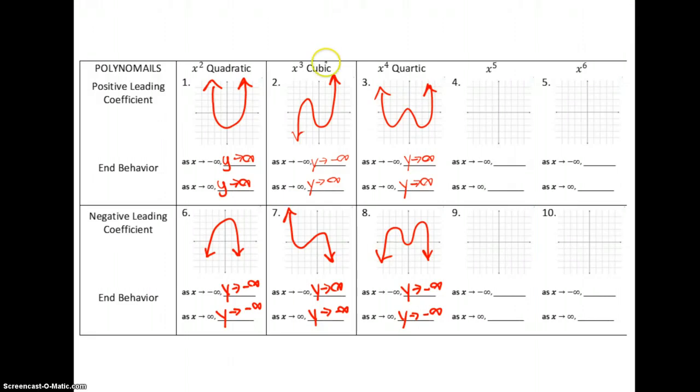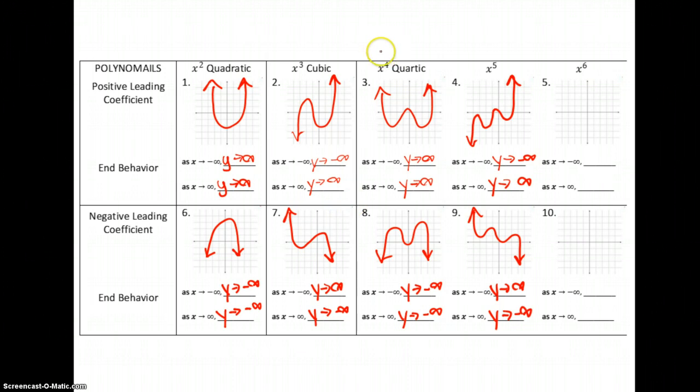For an x to the 5th function, degree 5 should have 4 turns. So 1, 2, 3, 4 turns. On the left, y points down towards negative infinity. On the right, y points up towards infinity. If we have a negative leading coefficient, left arm up, right arm down, again 4 turns for degree 5. This time on the left, y goes to positive infinity. On the right, y goes to negative infinity.